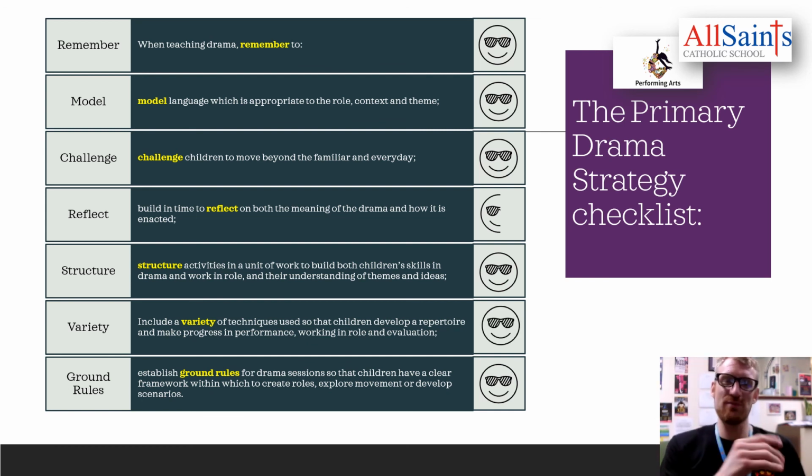And variety. Have we done a variety of techniques so that children can build a repertoire of exercises and skills they can use? By gosh, I think we have. We've just covered 5 or 6 skills.